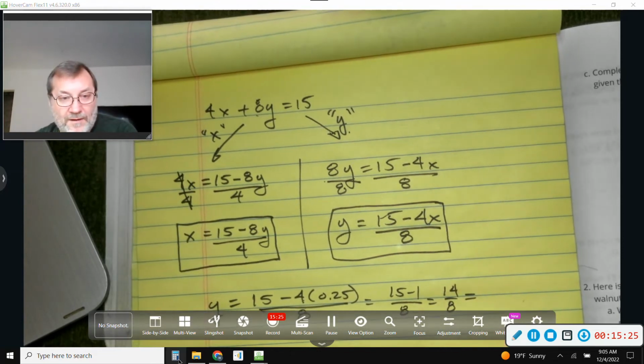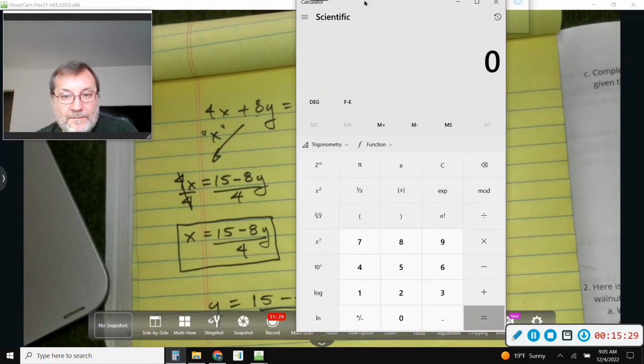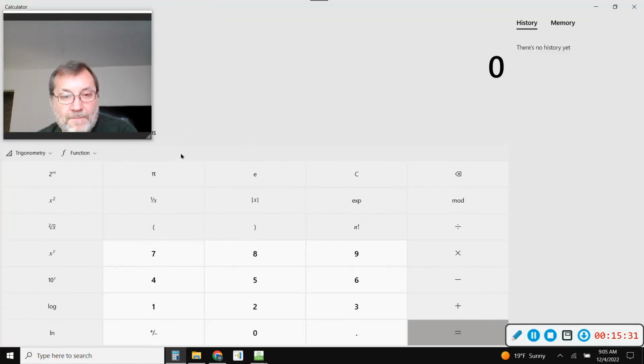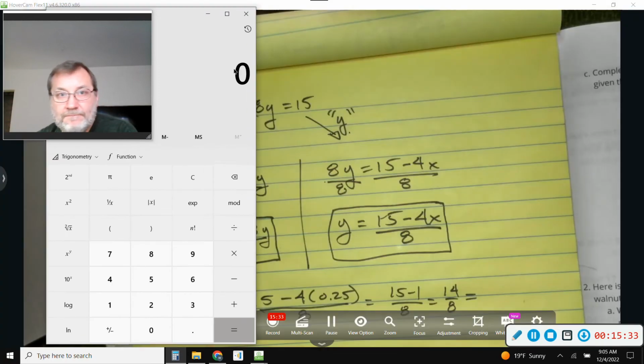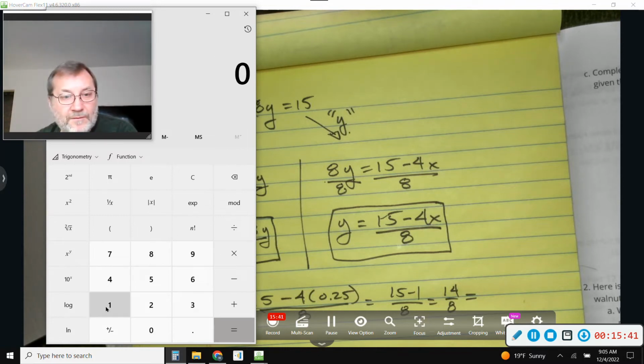pull up our handy dandy calculator here. Let's put it right about there. Don't need it that big. 15 divided by 8. Correction. 14 divided by 8.